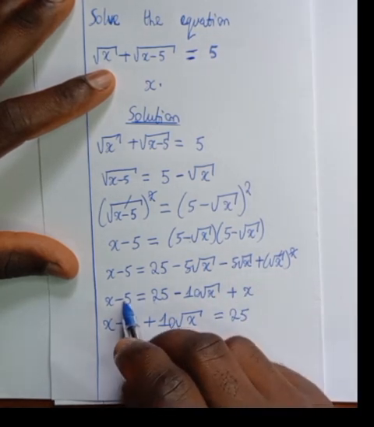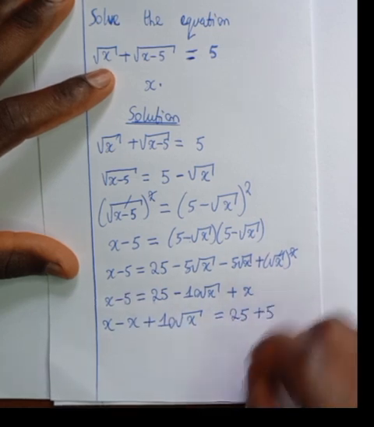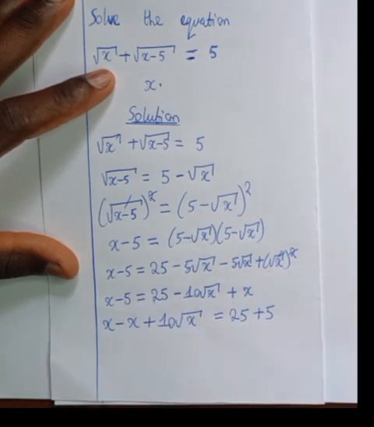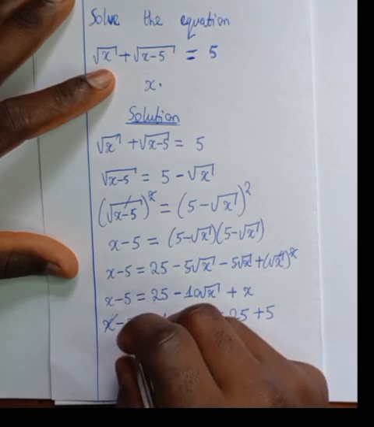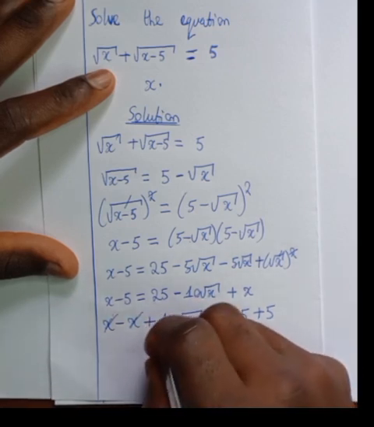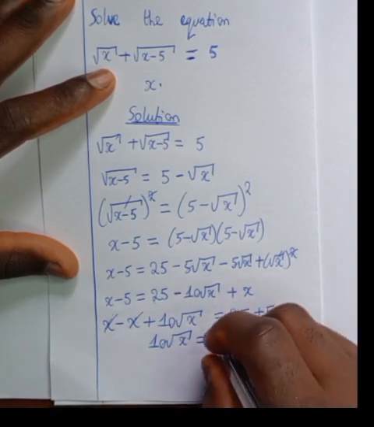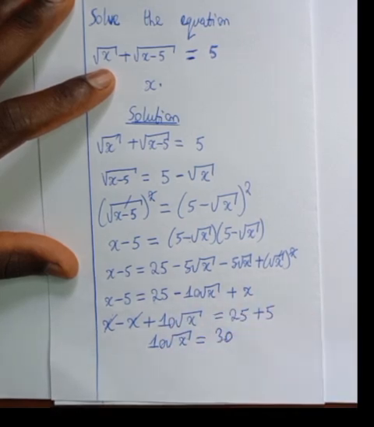Then we are going to carry negative 5 from the left hand side to the right hand side, plus 5 becomes positive. X and x will cancel, x minus x gives 0. We'll be left with 10 root x is equal to 25 plus 5 gives us 30.